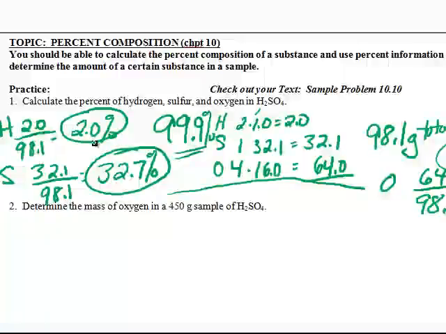That's close enough. That's because this one was rounded down a little bit, this one was rounded up, and so forth. So when you round, you might not get exactly 100. If you carried more numbers out, then you would get closer to 100%. But either way, we're close enough.